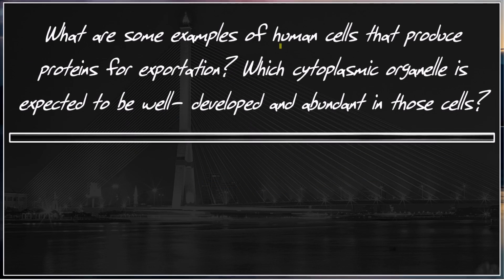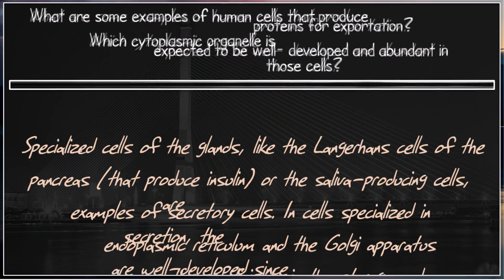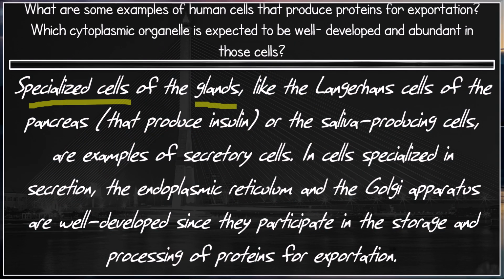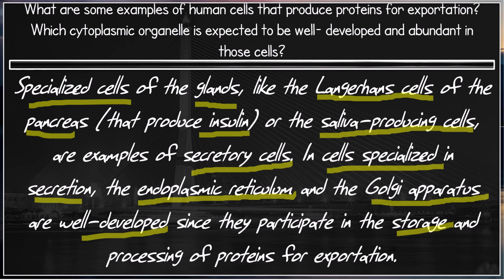What are some examples of human cells that produce proteins for exportation? Which cytoplasmic organelle is expected to be well developed and abundant in these cells? Specialized cells of the glands, like Langerhans cells of the pancreas that produce insulin, or the saliva-producing cells, are examples of secretory cells. In specialized cells in secretion, the endoplasmic reticulum and the Golgi apparatus are well developed, since they participate in the storage and processing of proteins for exportation.